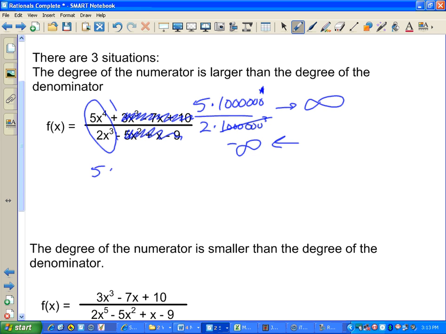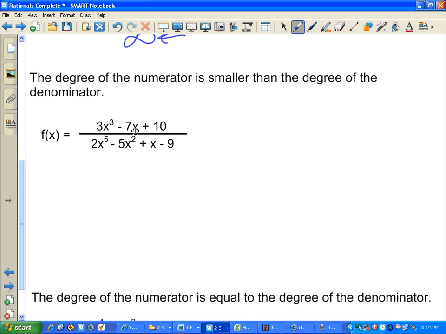So if I had 5x to the 6th and 2x to the 4th, now as I go to the right, I'm going to be approaching positive infinity. And as I go to the left, as I put large negative numbers in, those negative numbers are both going to become positive here, so I'm going to end up with a large positive. So as I go left, I'm also going to be approaching positive infinity. But if the degree of the top is bigger than the bottom, you're approaching one of the infinities, either positive or negative, and you have to look at both directions to know which is which.